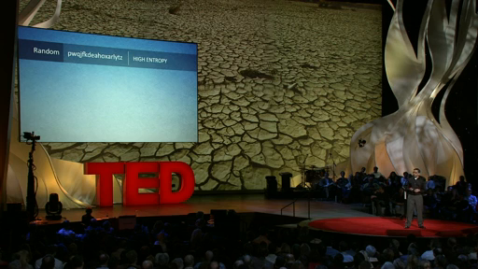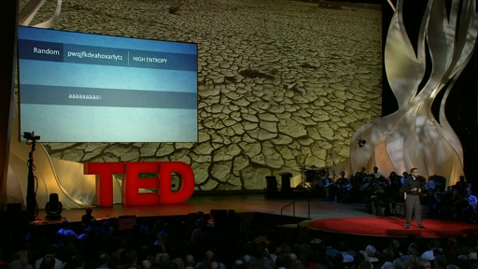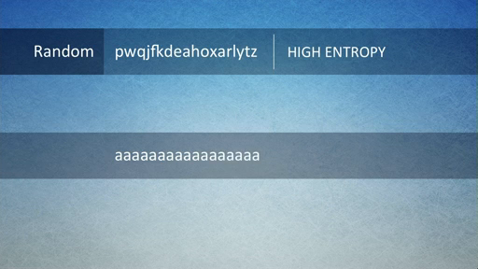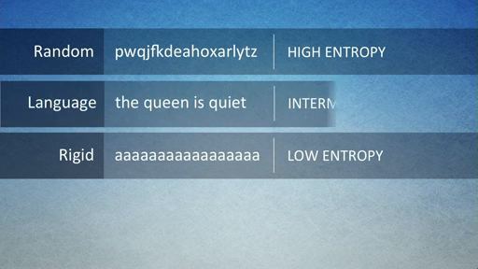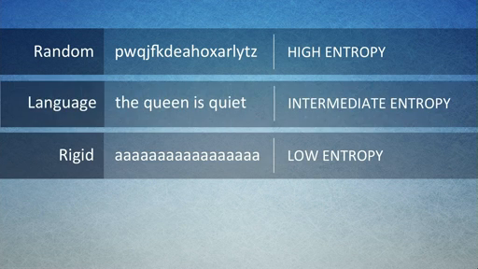Now, how many of you have ever spilled coffee on a keyboard? You might have encountered the stuck key problem, so basically the same symbol being repeated over and over again. Now, this kind of sequence is said to have a very low entropy because there's no variation at all. Language, on the other hand, has an intermediate level of entropy. It's neither too rigid, nor is it too random.